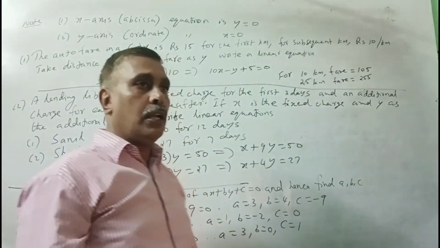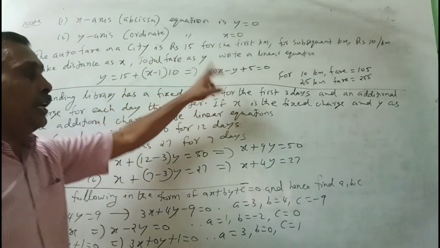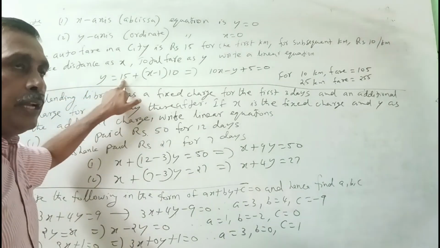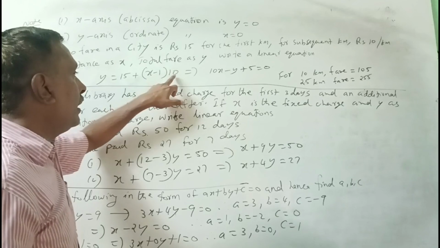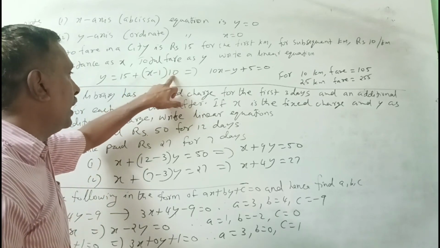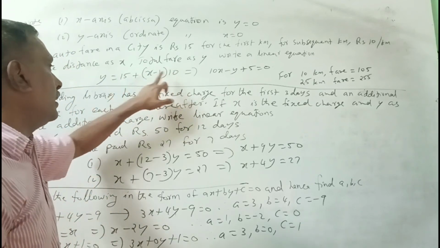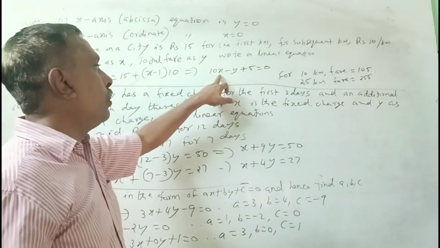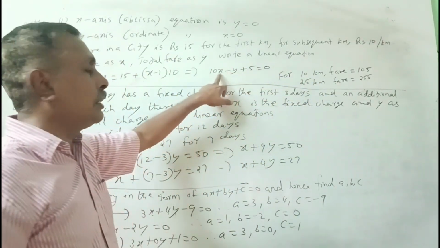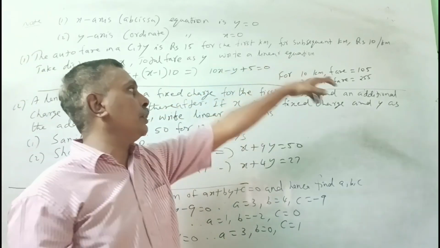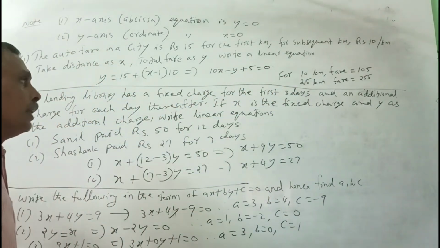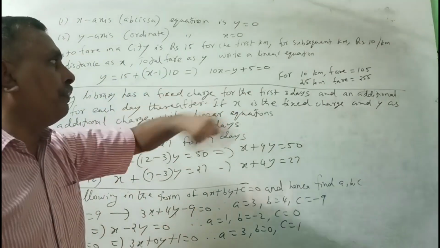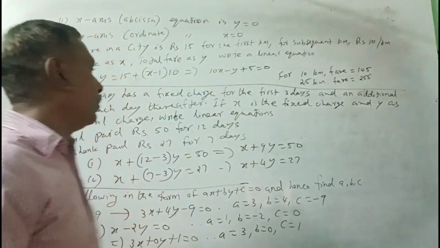Suppose you are traveling for 10 kilometers, you may put it here or here, you will get the same answer. Suppose for 10 kilometers: 15 for the first kilometer, remaining 9. 9 into 10, that is 90, plus 15, 105. You may put here also for 10 kilometers, put x is equal to 10. Here also you will get y is equal to 105. Anywhere you put, it is the same. Now for 25 kilometers, 15 plus 24 into 10, 255. You may put x is equal to 25 here also.